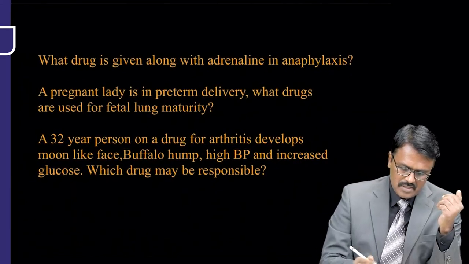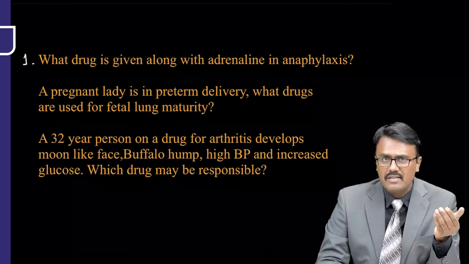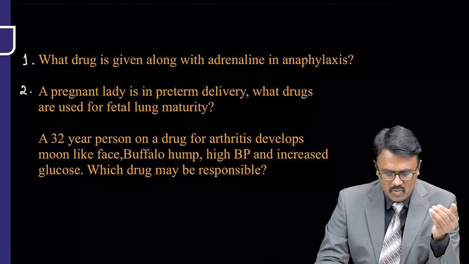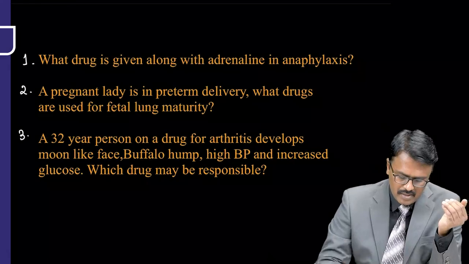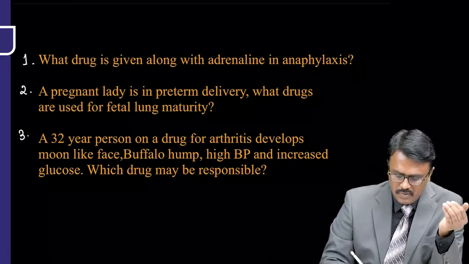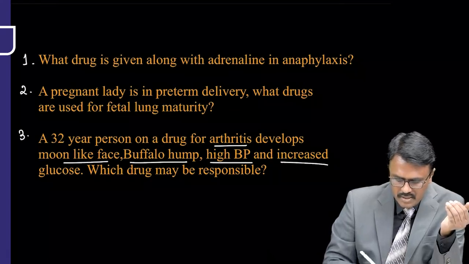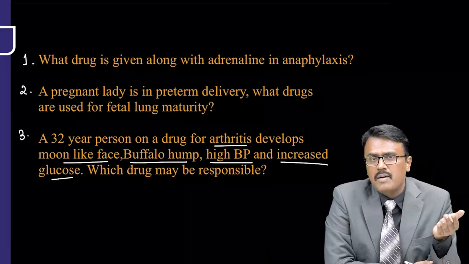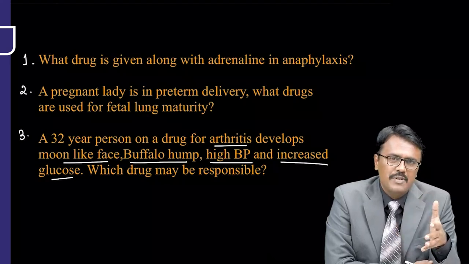So there are three patients here. Number one, what drug is given along with adrenaline in anaphylaxis? We'll understand that. Second, a pregnant lady is in preterm delivery. What drug is used for fetal lung maturity? Number three, a 32-year-old person on a drug for arthritis develops moon-like face, buffalo hump, high blood pressure, and increased glucose. What drug may be responsible for this? Let us answer these questions at the end of the video, and let us start our topic, corticosteroids, now.